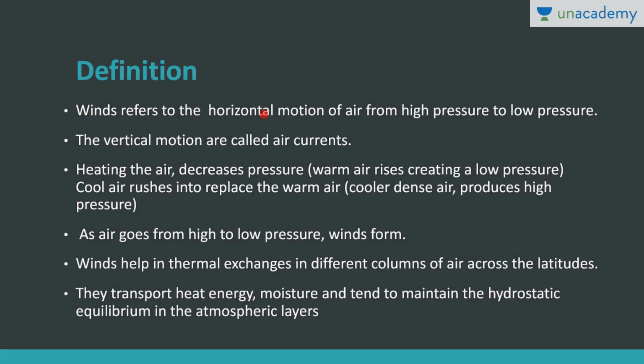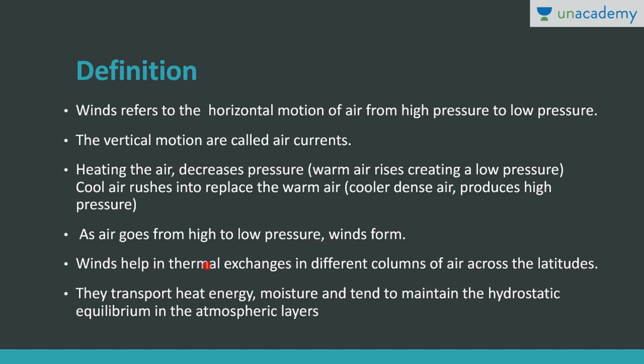Now, what is wind? Wind refers to horizontal motion of air from high pressure to low pressure. So remember, this is horizontal motion. The vertical motions are called air currents. So how does this horizontal motion take place? Heating the air decreases pressure because warm air rises and creates a low pressure, right? And cool air rushes in to replace this warm air. So this is how the horizontal motion takes place from high pressure to low pressure.